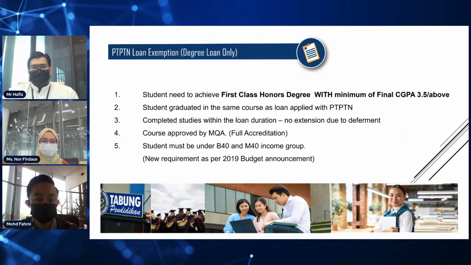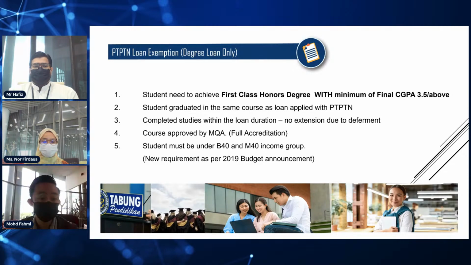or above and your certificate states first class honors degree, you can submit for exemption. Second, the student graduated in the same course as the loan applied for with PTPTN. And the third one is to complete the study within the loan duration. This means you don't have any deferment.